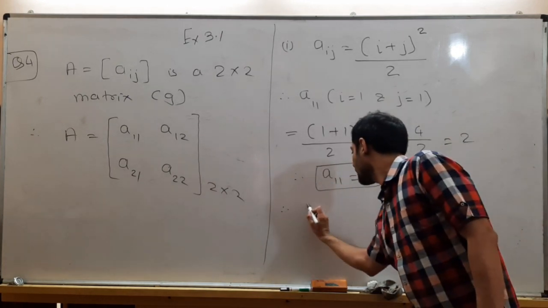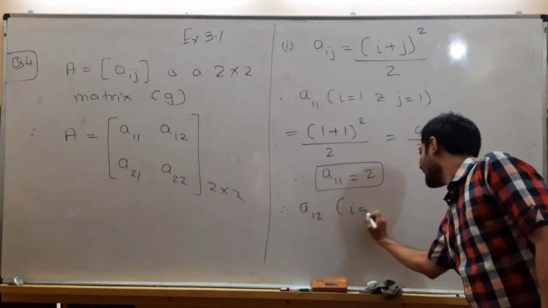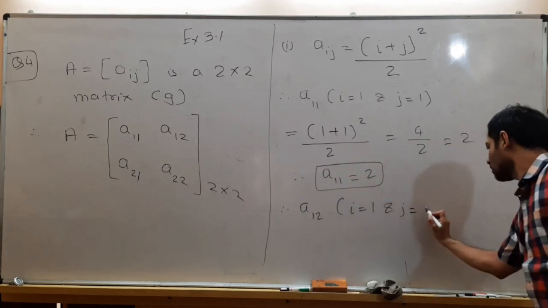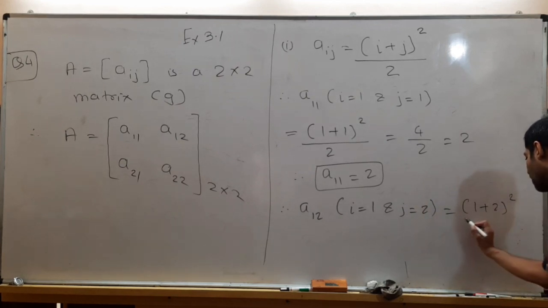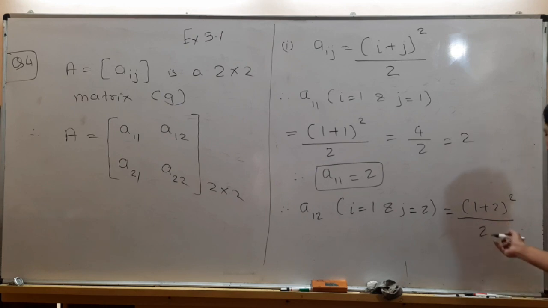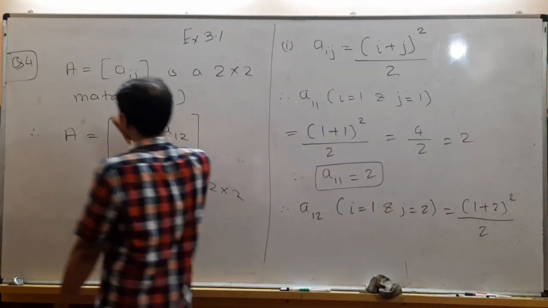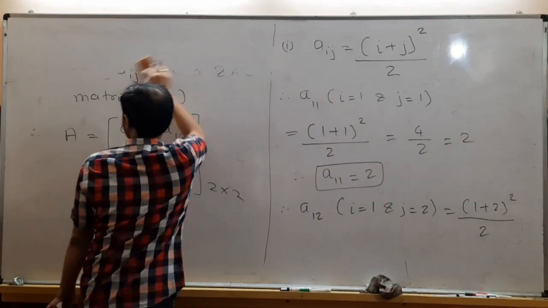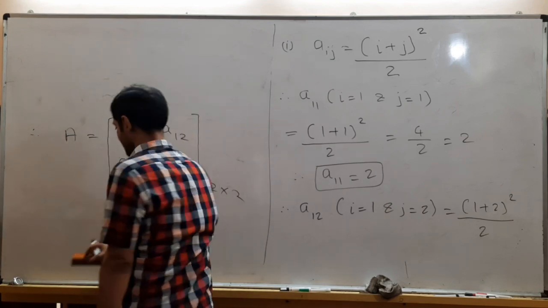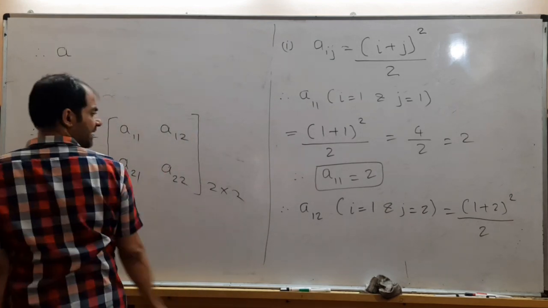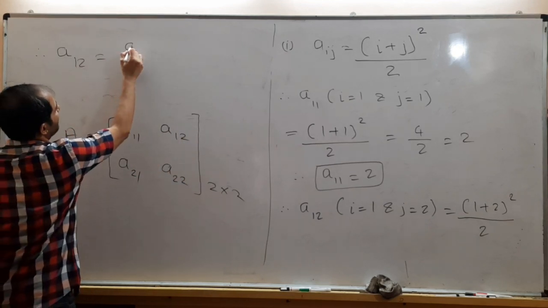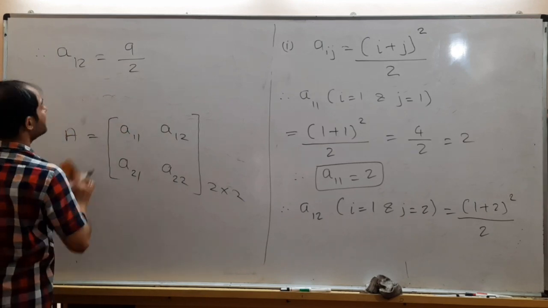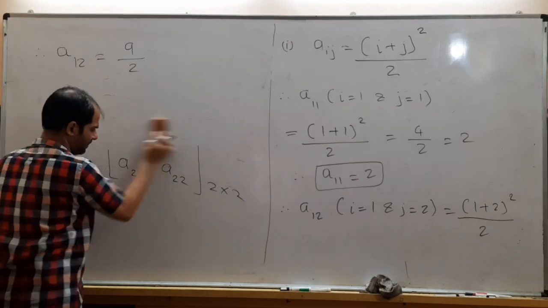Then A12: i will be equal to 1 and j will be equal to 2. So that will be (i plus j) the whole square by 2, so (1 plus 2) the whole square by 2. 1 plus 2 is 3, 3 square 9, 9 by 2. So A12 will be equal to 9 by 2.